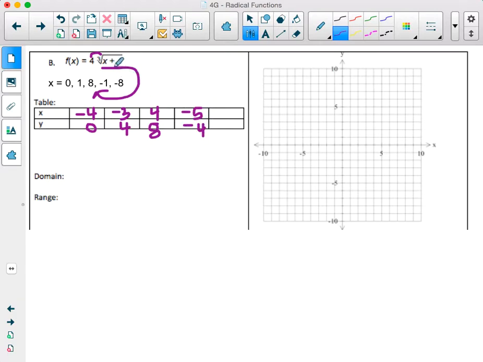And then finally, if I try to make it negative 8, I'd have to plug in negative 12. Negative 12 plus 4 is negative 8. The cube root of negative 8 is negative 2. And 4 times negative 2 is negative 8.